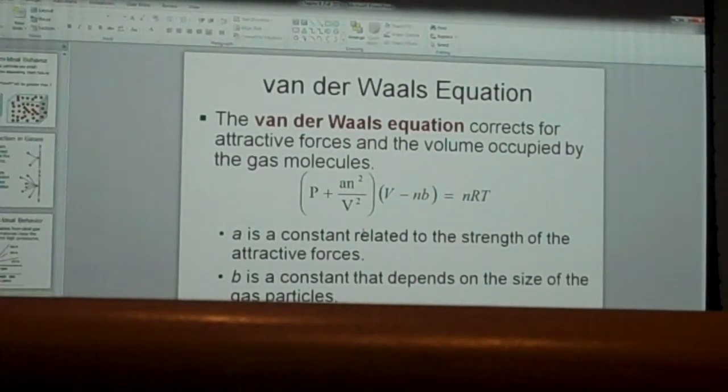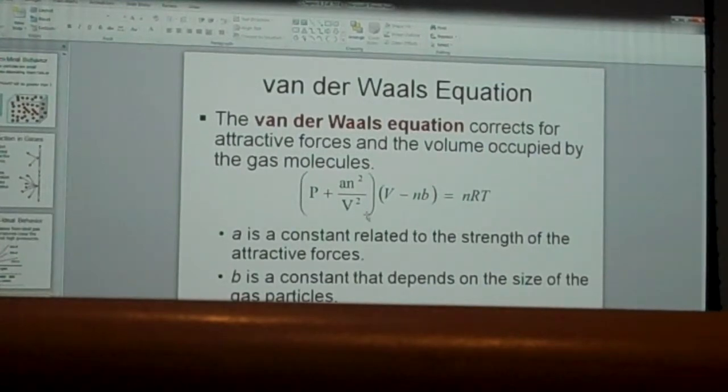Now that you know that high pressures and low temperatures are the two things that cause molecules to be too close together, deviations occur, and you can't use the ideal gas equation anymore. You'd have to use this one, the van der Waals equation. This one takes into account those two things we talked about.